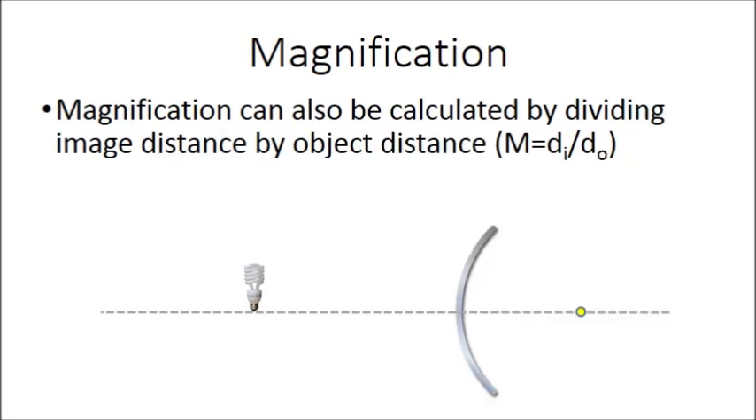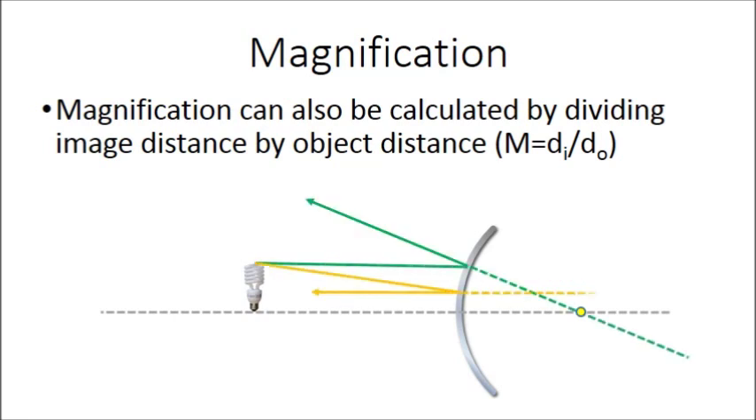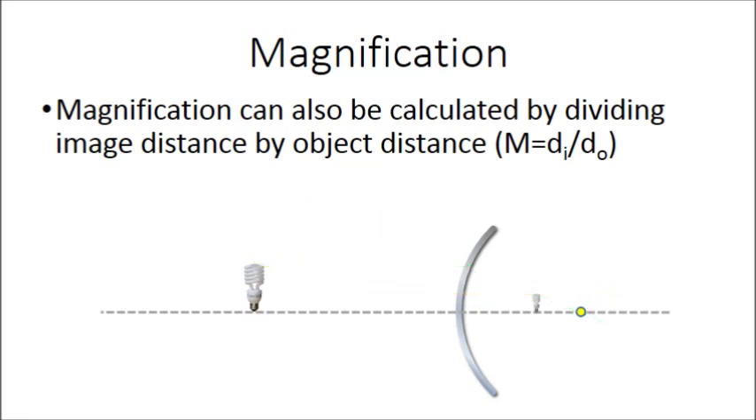Okay, we'll take a look at another example now, because magnification can also be calculated by dividing image distance by object distance. So magnification also equals DI over DO. And I don't know if there's a song about DIDO, but just remember the hi-ho, hi-ho song and you should be all right. So in this case, we'll just draw in everything we need. There's our image.